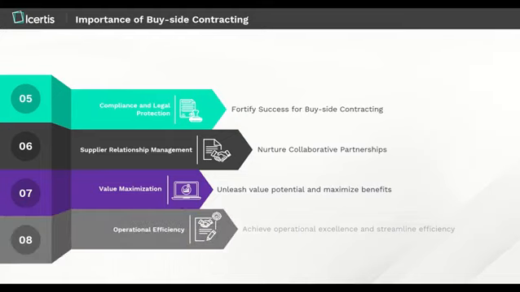When it comes to streamlining procurement processes and managing suppliers, buy-side contracting is the way to go. By optimizing these activities, you can supercharge your operational efficiency and drive success in your organization. With buy-side contracting, you'll be able to focus on what truly matters, your core business functions and strategic objectives. So let's dive in, streamline those processes, and unleash the power of operational excellence in your contracting efforts.